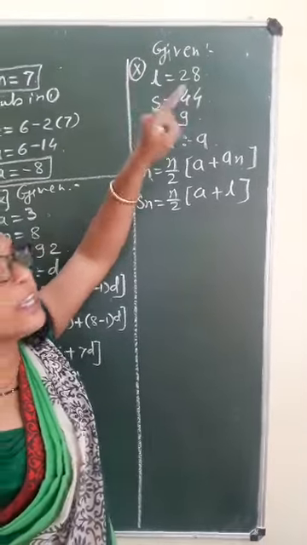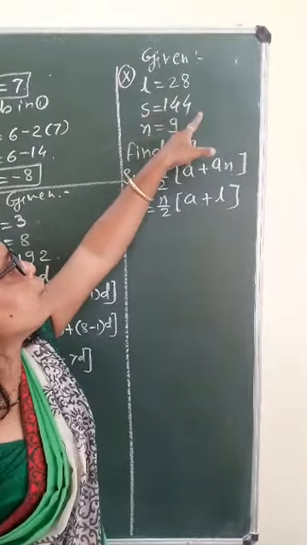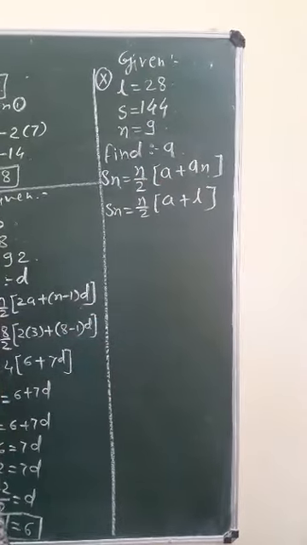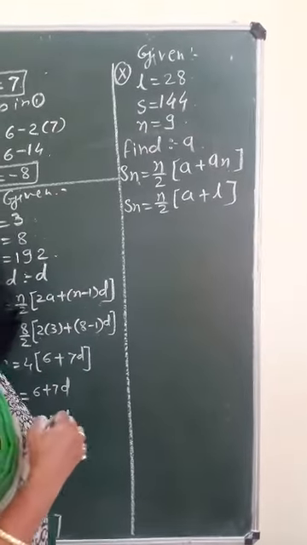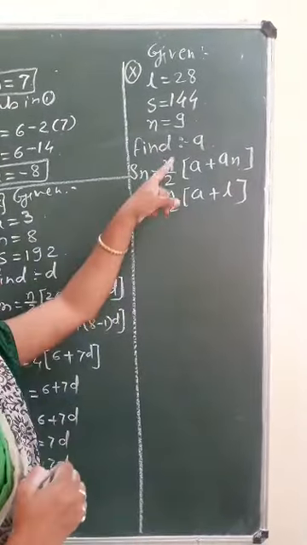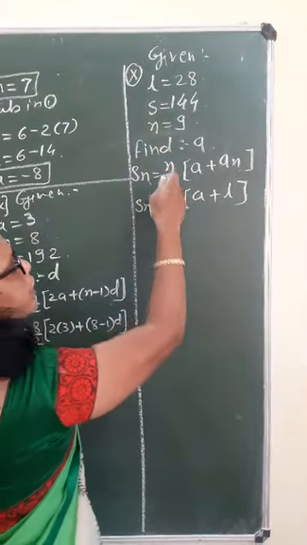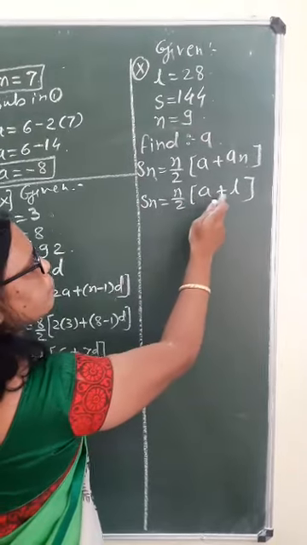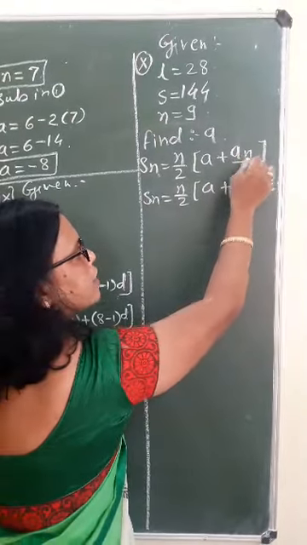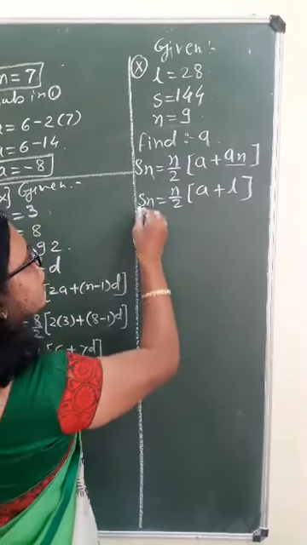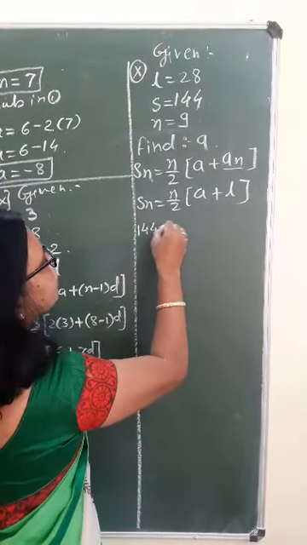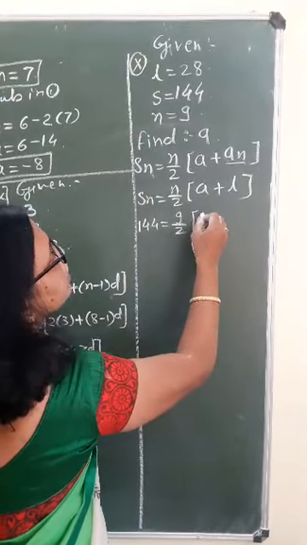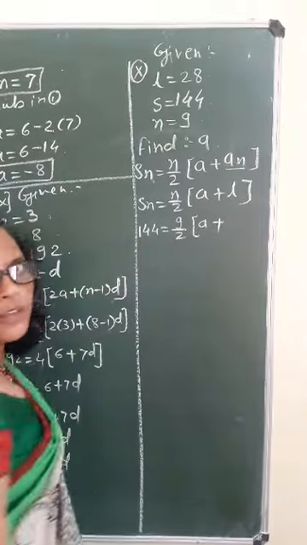L means last term, that is an. S means Sn is 144 and n is equal to 9, and here we have to find the value of a. Same as the 9th. In the 9th we had to find d, here we have to find a. So Sn is equal to n by 2 into a plus an. We will use the formula. Sn is equal to n by 2 into a plus an, it can be written as a plus last term. Okay, Sn we know as 144 which is equal to, the value of n is 9 by 2, a we have to find, and what is the value of L?